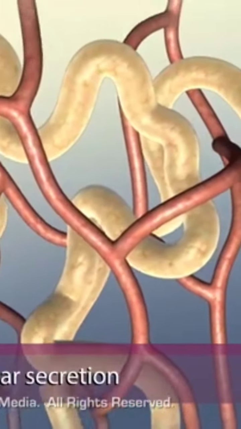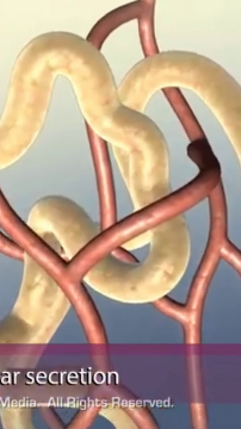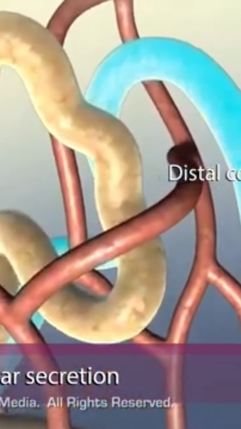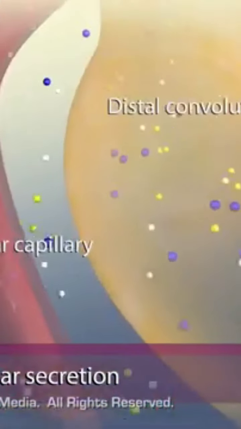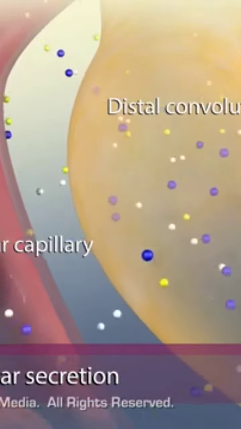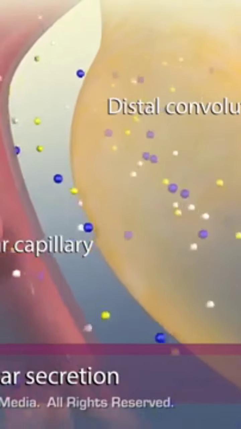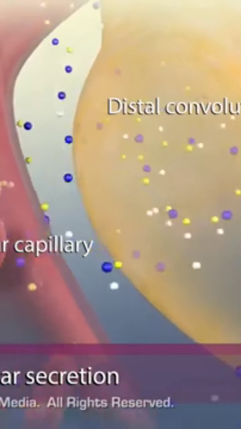The final step of urine production is tubular secretion, which occurs primarily in the distal convoluted tubules. These tubules extract larger nitrogenous wastes, excess hydrogen ions, and excess potassium.